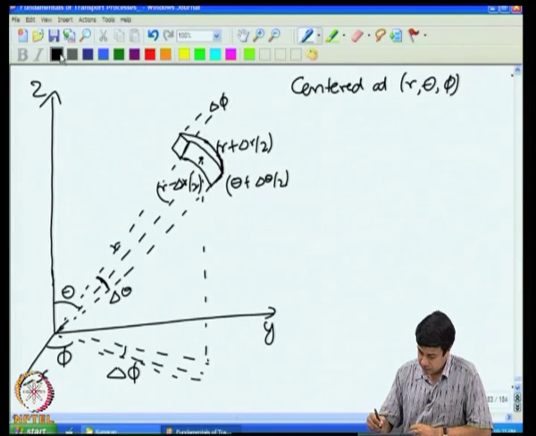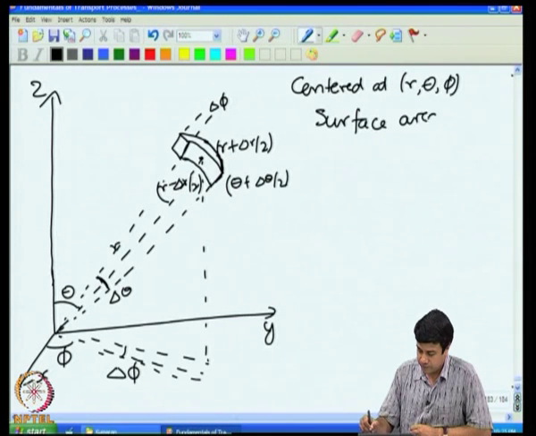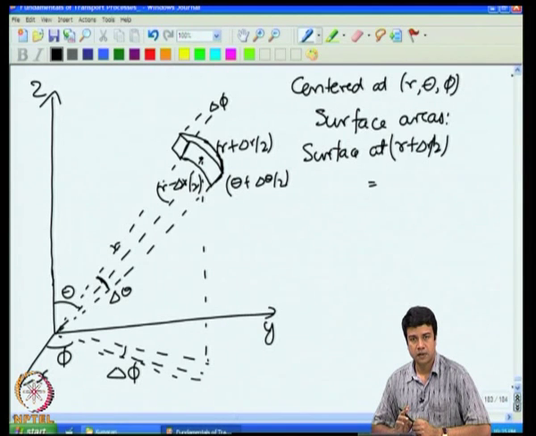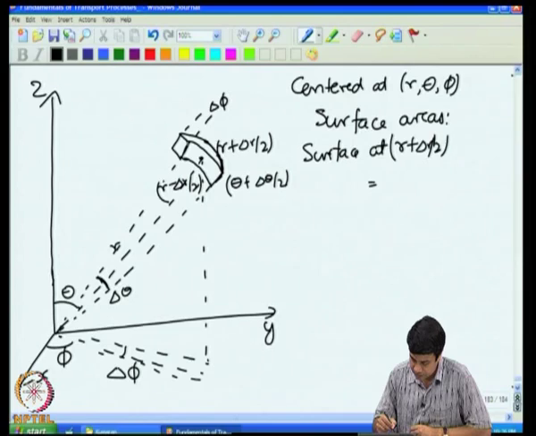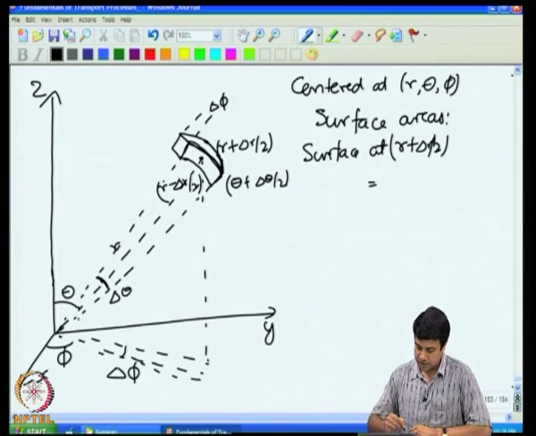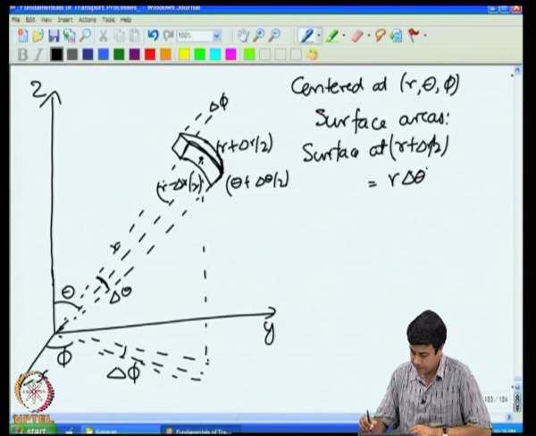Okay. So, the surface area at r plus delta r by 2 is going to be equal to, I have a distance here. Okay. So, this distance is going to be equal to r times delta theta. Because the distance from the center is r, the angle subtended is delta theta. Therefore, this distance is going to be equal to r times delta theta.